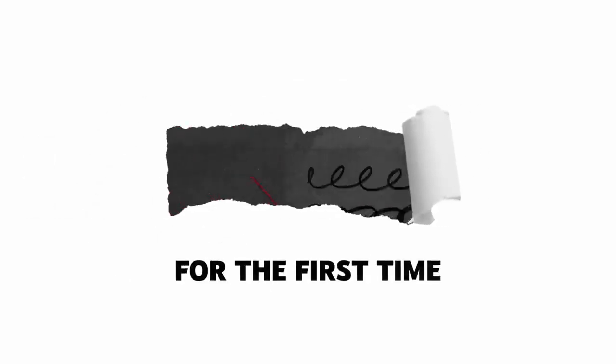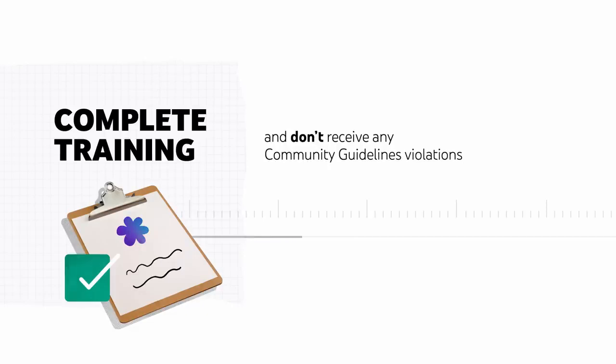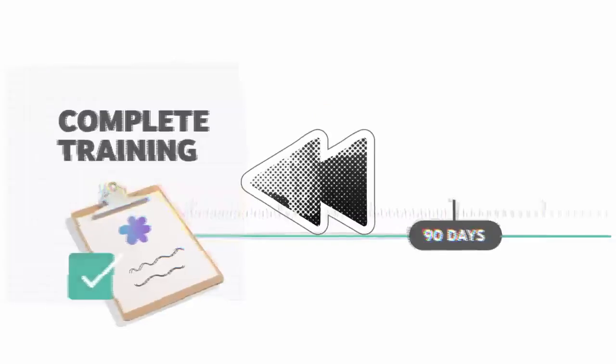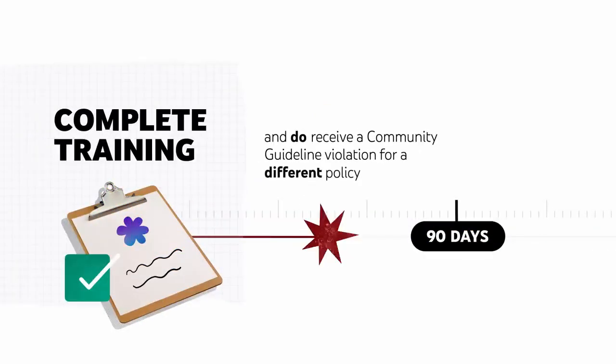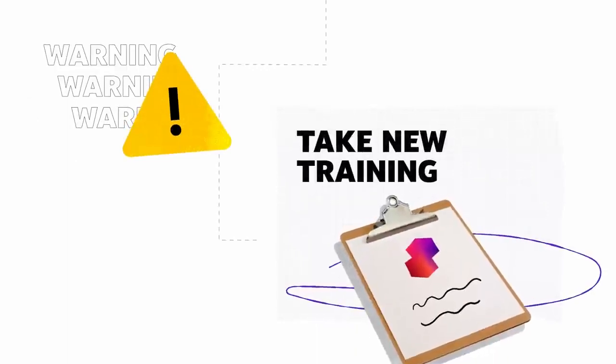Let's say you violate one of our community guidelines for the first time. You'll receive a warning and you'll be presented with the 3 options. If you complete the training and don't receive any community guidelines violations for any policies within 90 days, your warning will expire and you'll be back to good standing. If you complete the training and you do receive a community guideline violation for a different policy within 90 days, you'll receive another warning and you'll have the chance to take a new training specifically for that policy.